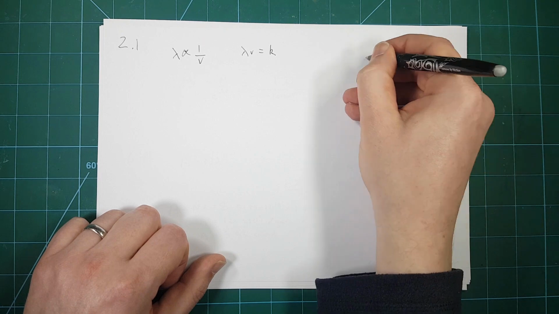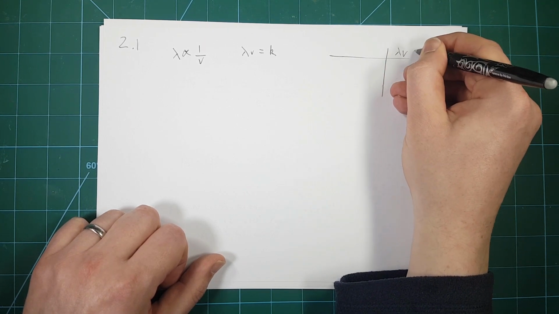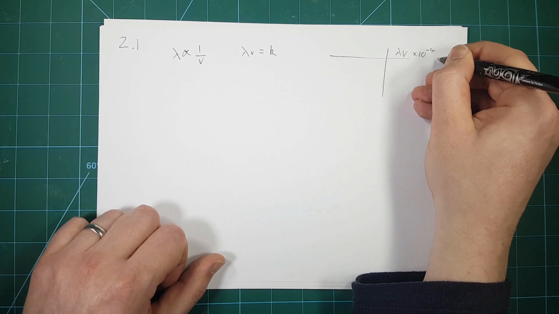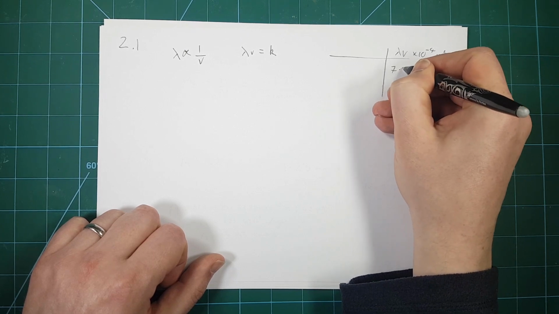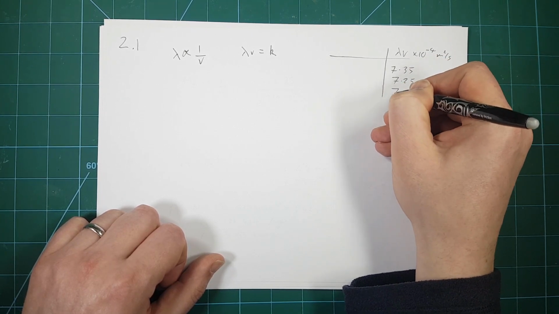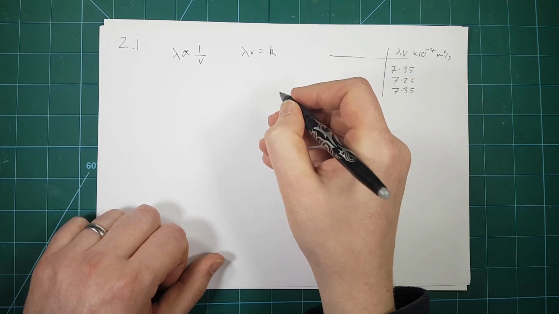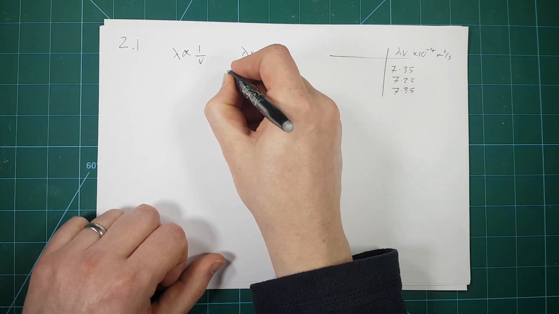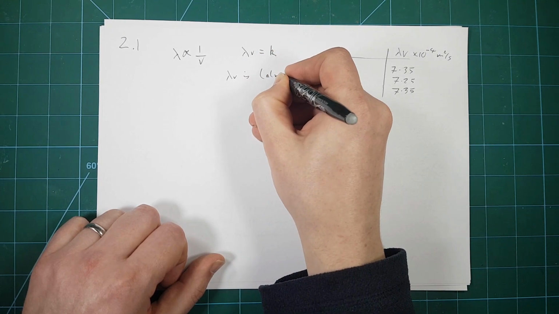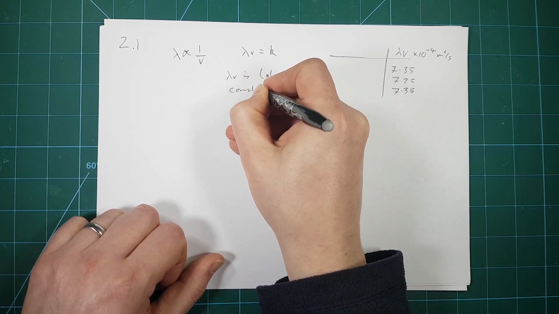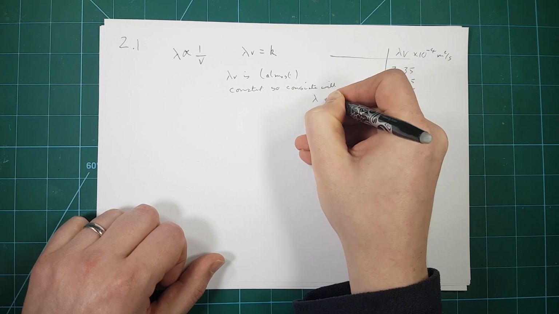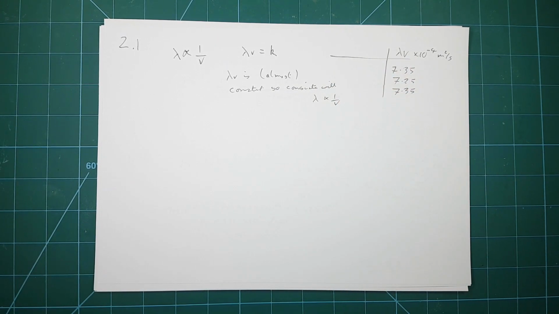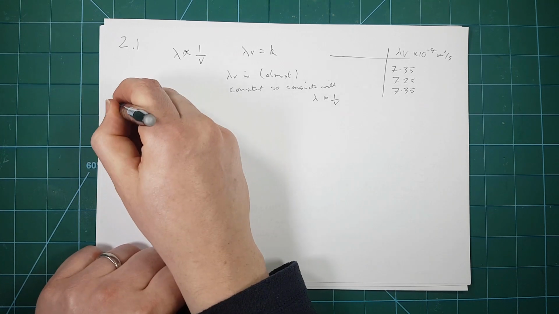So I just added a new column of the table, lambda v, which has the units of times 10 to the minus 4 meters squared over seconds. And you multiply those values together and you get 7.35, 7.25 and 7.35. And then just a short statement to the effect that lambda v is almost constant, so consistent with lambda is proportional to 1 over v. Not too tricky.